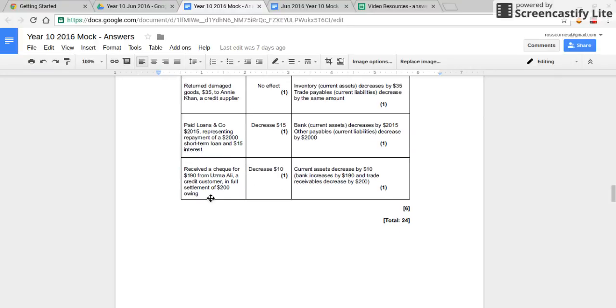And the final one, this was generally well done. Received a cheque for $190 from Uzma Ali, a credit customer, full payment of $200 owing. So that will reduce the trade receivables by $200, but it will only increase the bank by $190. And therefore there'll be a decrease in the current assets and therefore a decrease in the working capital of $200.